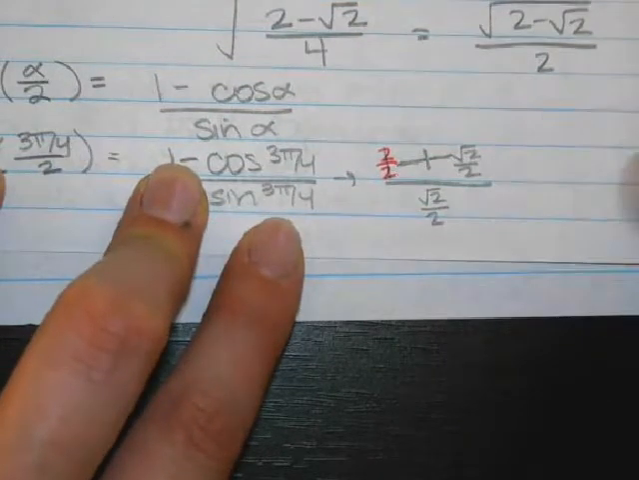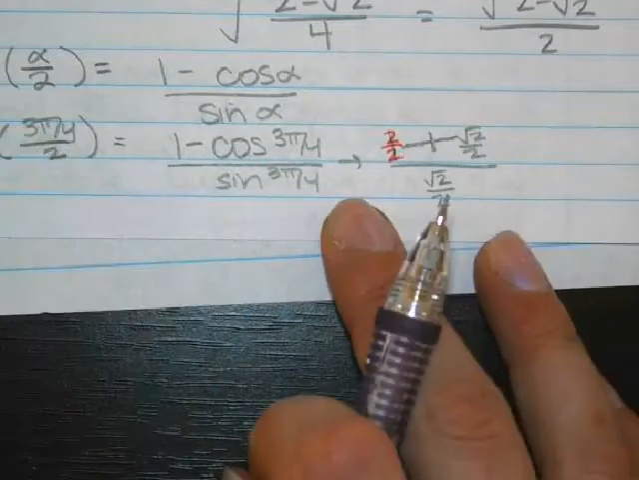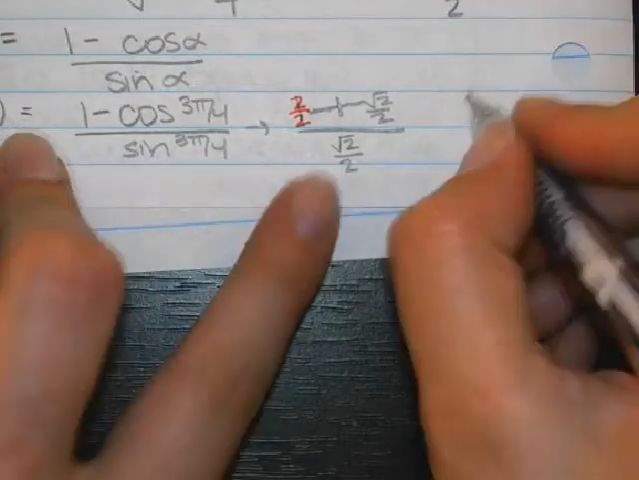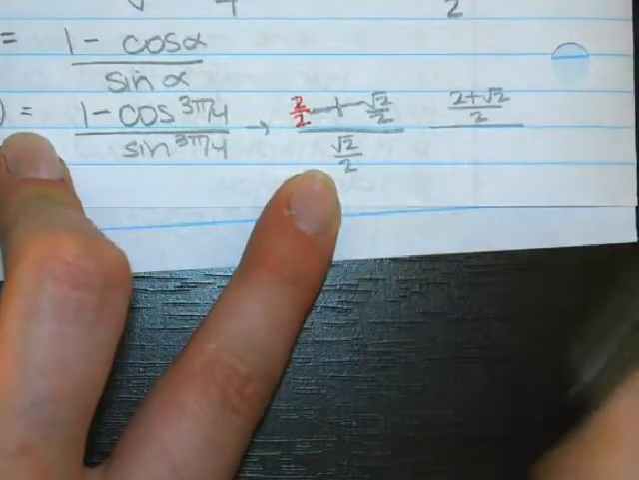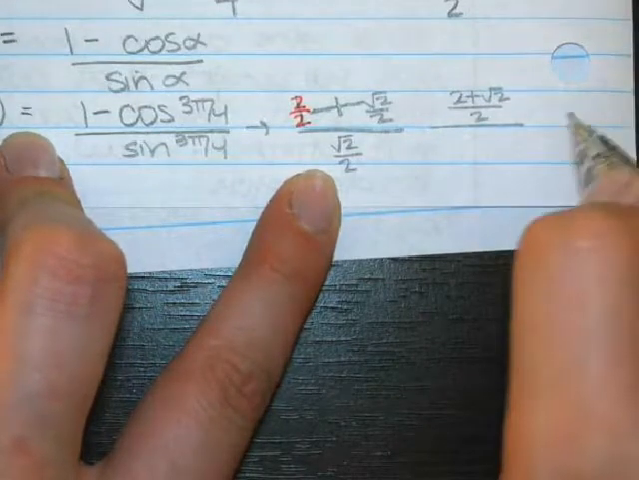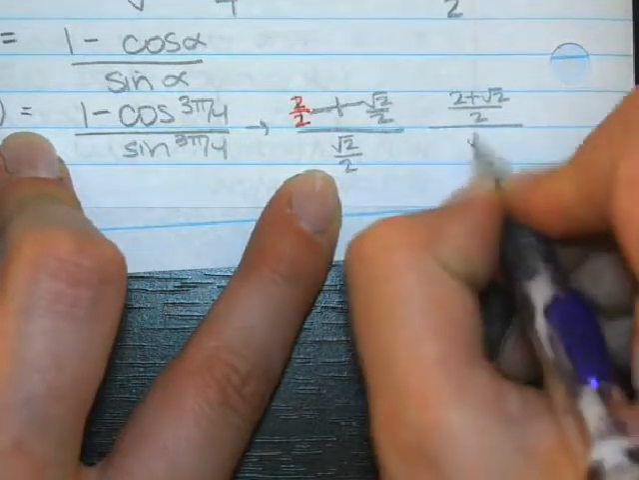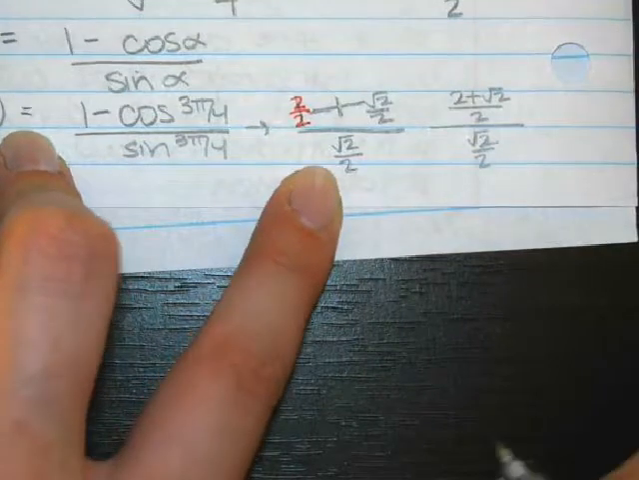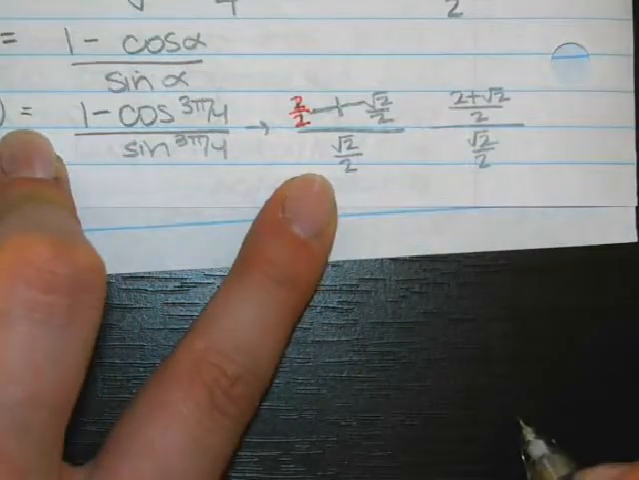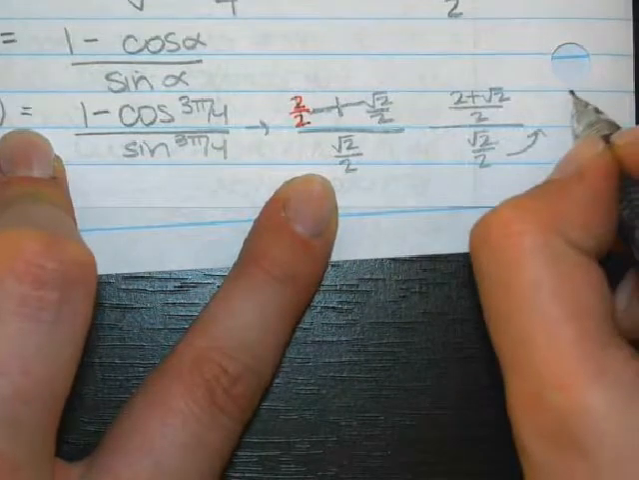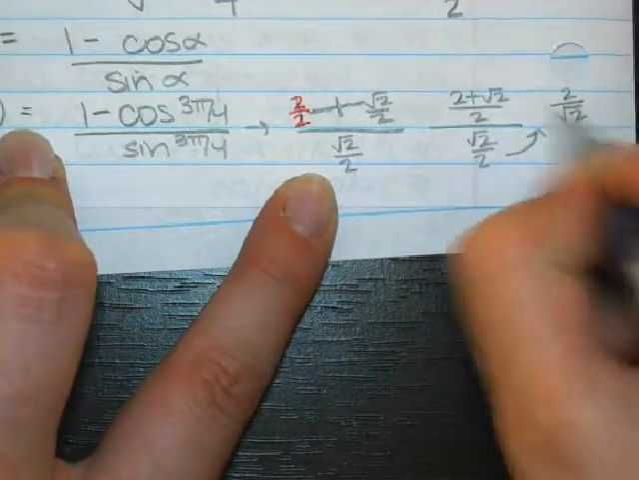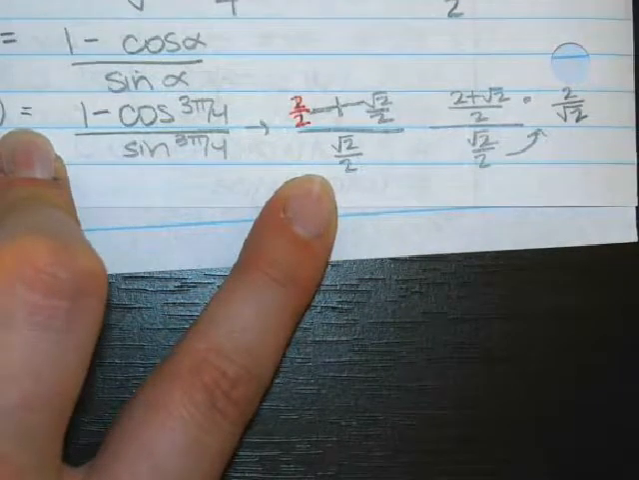So on the top, what do we have? 2 plus 2. We have 2 plus root 2 over 2. And then the bottom hasn't changed at all, right? That's just root 2 over 2. And what do we do with the bottom? You can flip it up. So then we're going to have 2 on the top and root 2 on the bottom, and these two things are multiplying.